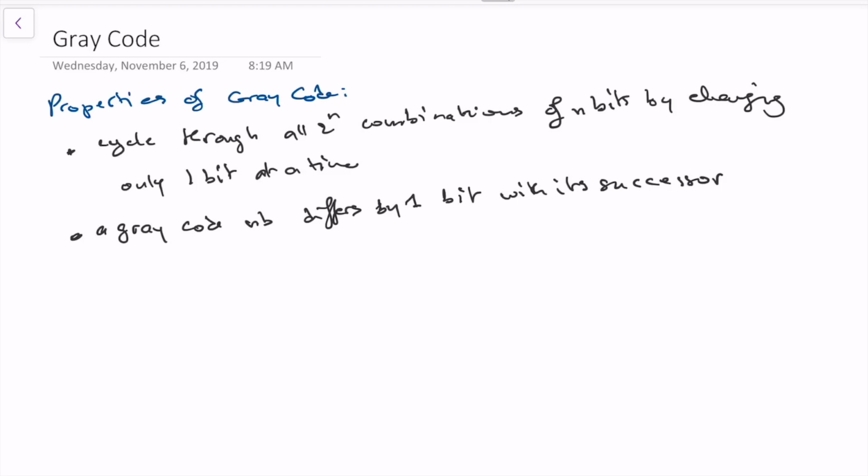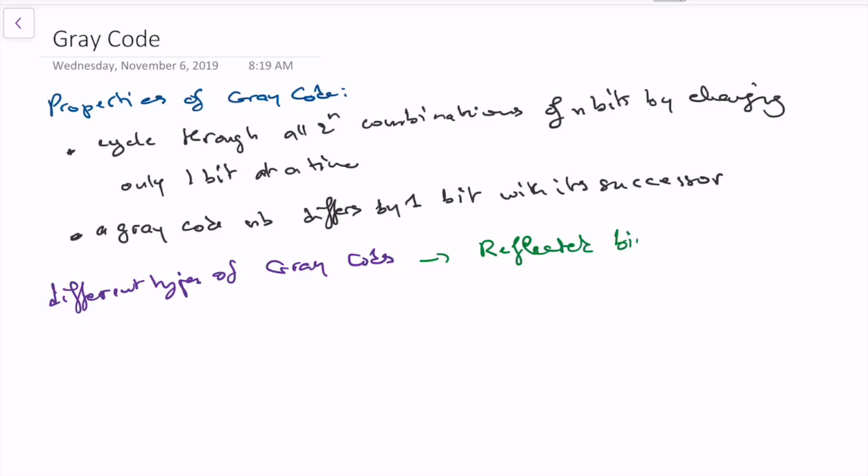There are actually different types of gray code. But in today's video, we are going to look at only one type, which is the usual one that people mean when they say just gray code, which is reflected binary gray code.